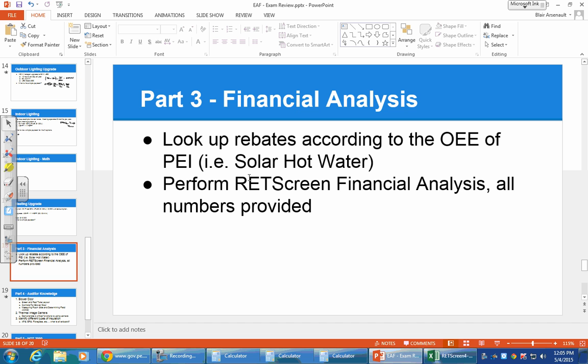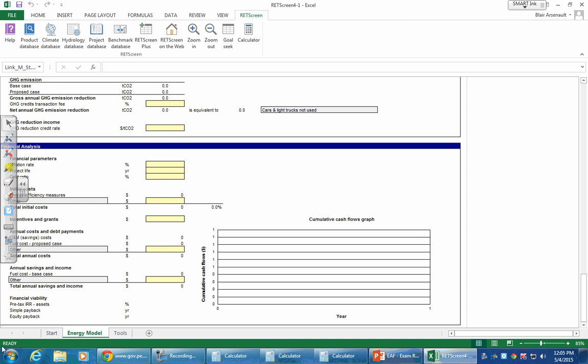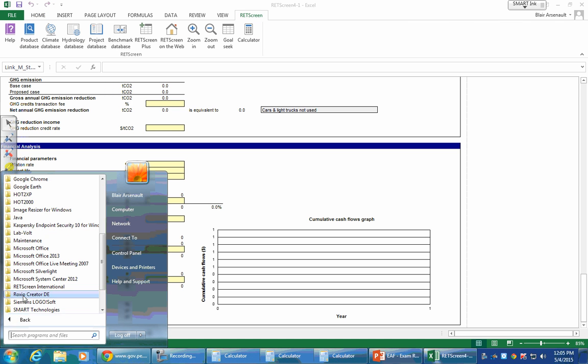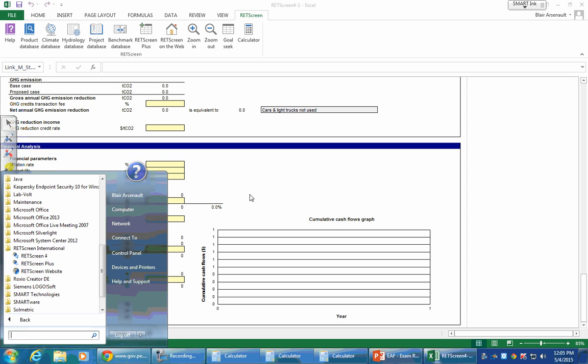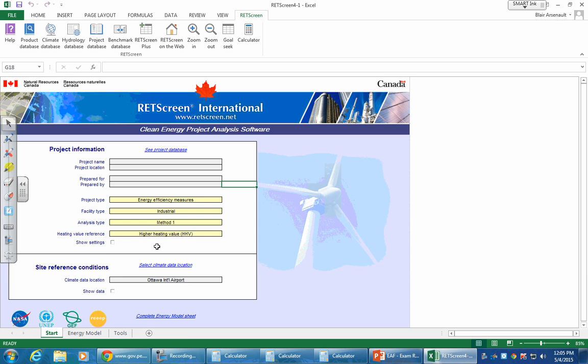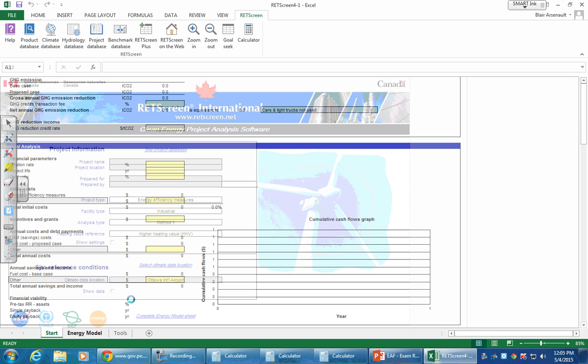The next thing would be to perform a RETScreen financial analysis, all numbers provided. So I'm just talking strictly the financial piece. So if I went to RETScreen, I already have it opened here, but it, again, is in here, and we go RETScreen and RETScreen 4, and we would actually start on this page. And I do not need to go to the project database here because I'm strictly looking to use the financial piece. So I click on the energy model.